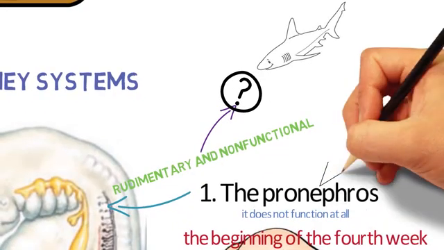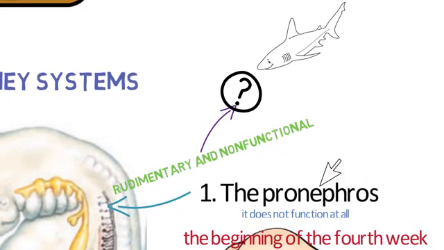This is all about the pronephros. And in the next illustration, we shall discuss the development of the mesonephros.